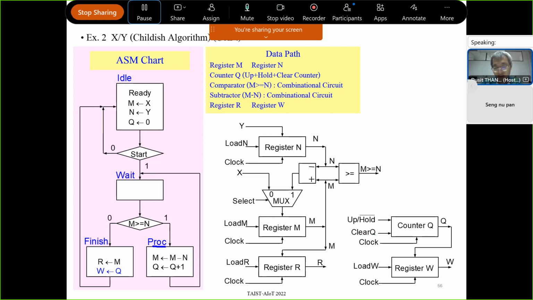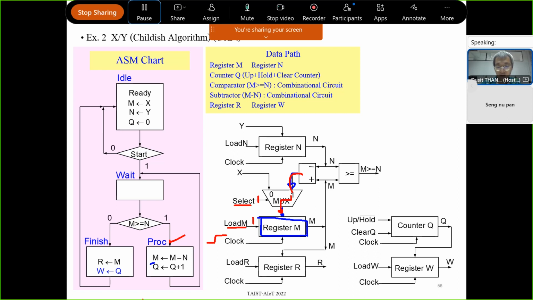At state process, for example, register M will load data, or read data, from M minus N. That means you want to load, right? So the value of load M should be 1 at this state, and select value should be 1 also, to select data from address 1 and feed to register M. And the value will be updated again when clock tick. Just wait for clock tick, then update the value.